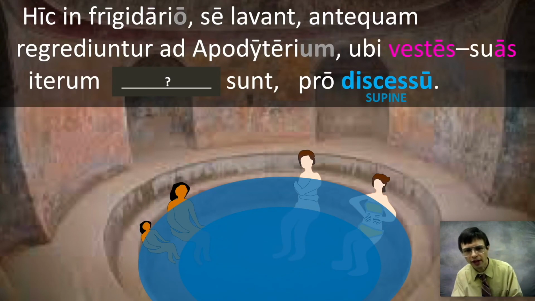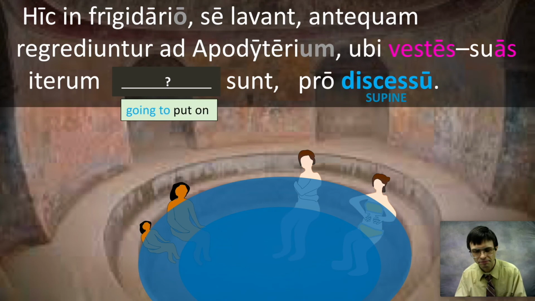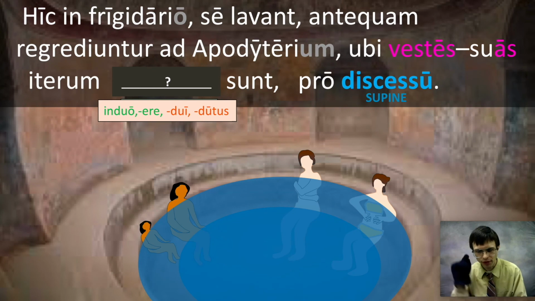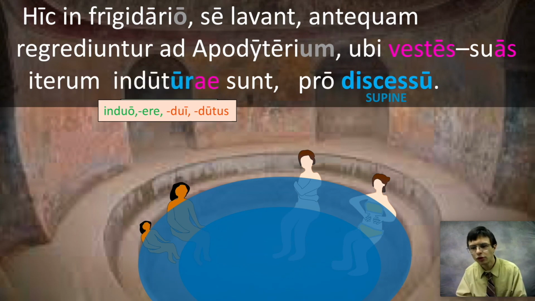Here in the cold room, they wash themselves before they return to the changing room, where their clothes, again, going to blank they are for departure. What would be the term for putting on clothes? It's induo, like it's the same word as apodyterium, but in rather than apo. So this would be induturae sunt, right, because it's plural.